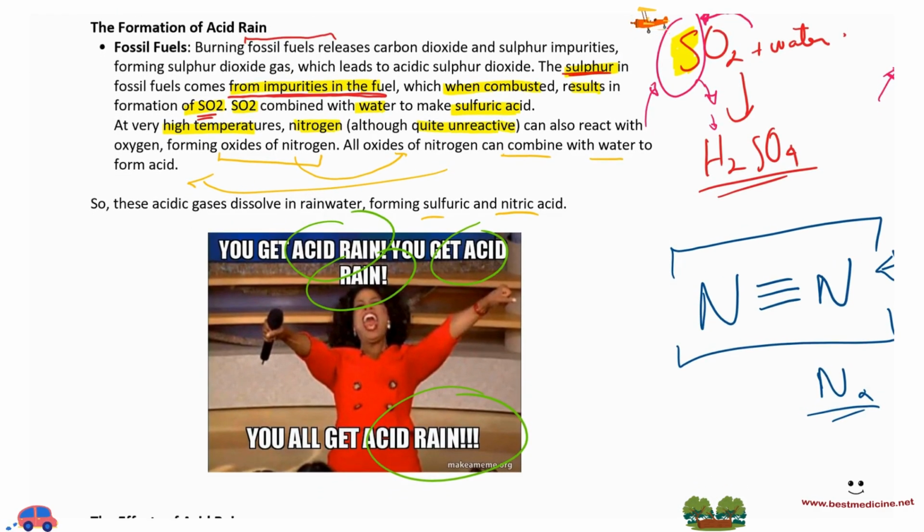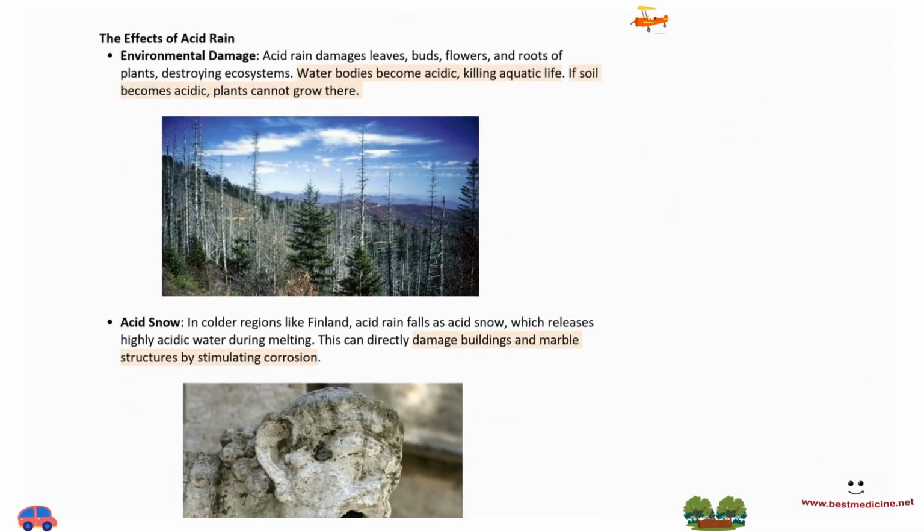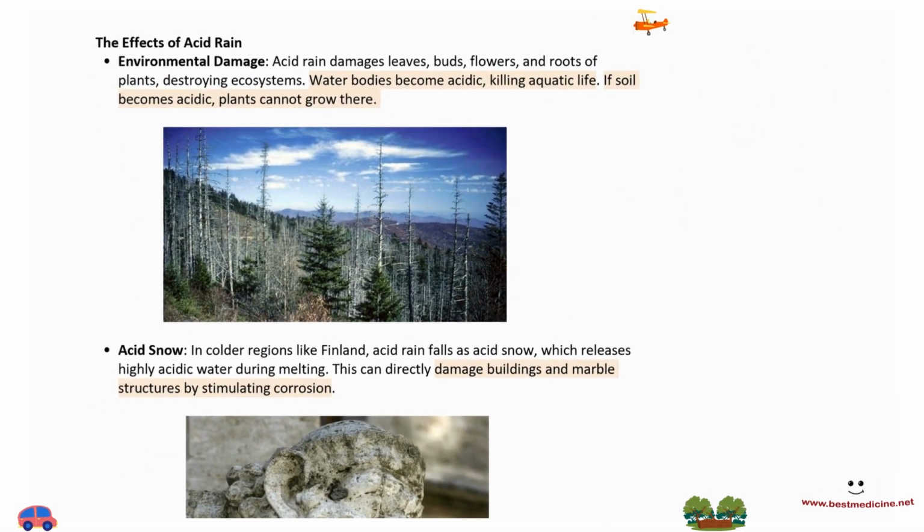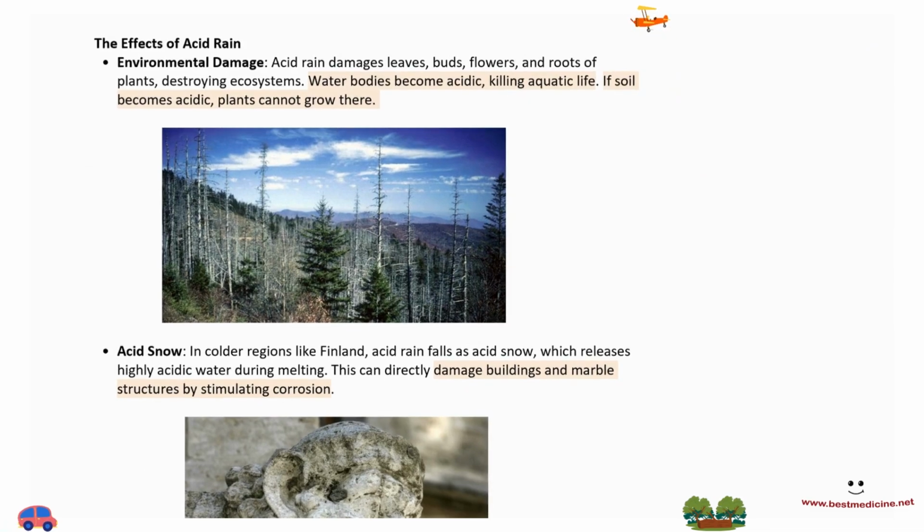So what are the effects of acid rain? Why is it so bad? Obviously it's acid, right? So it's supposed to be bad. I mean, we cannot have acid raining down on us. It's not that low of a pH, but it's still very, very bad. Why? First of all, environmental damage, especially forests.